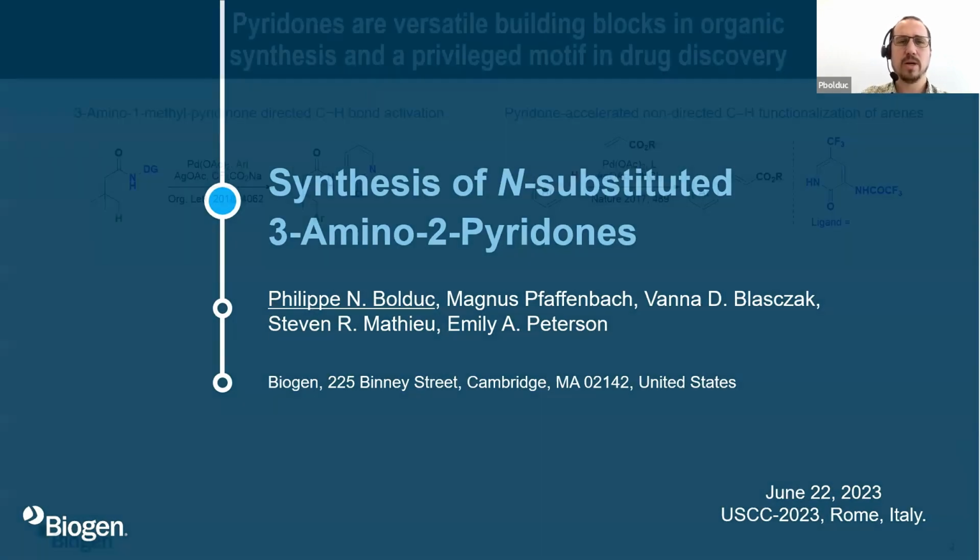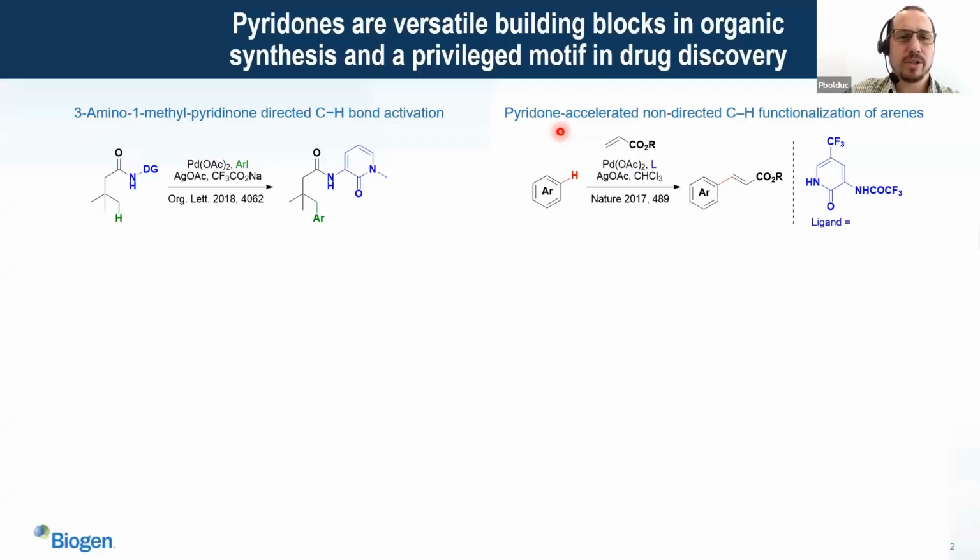And so at large, pyridones have been found to be useful for a number of different applications. Here what I'm showing is this Org. Lett. published in 2018, which used them to promote directed C-H bond activation. On the right here, you have some examples of non-directed C-H bond functionalization of arenes, where the pyridone was utilized as a ligand for the palladium.